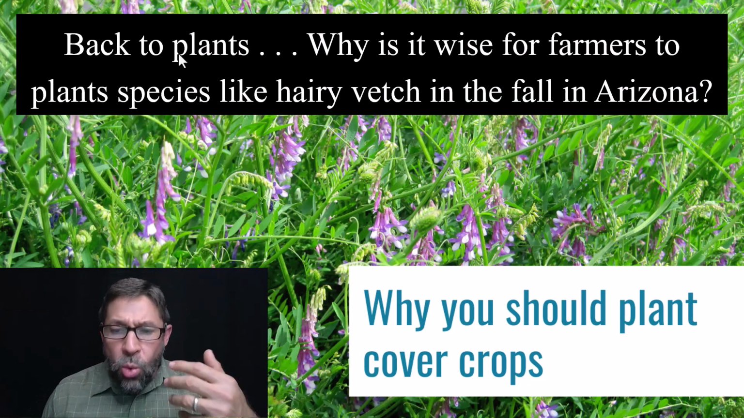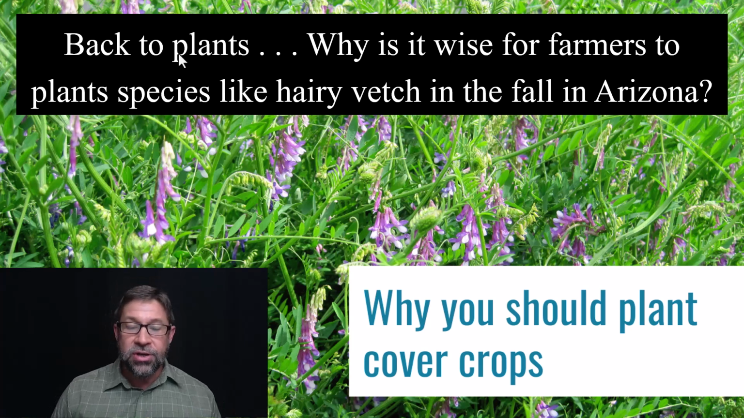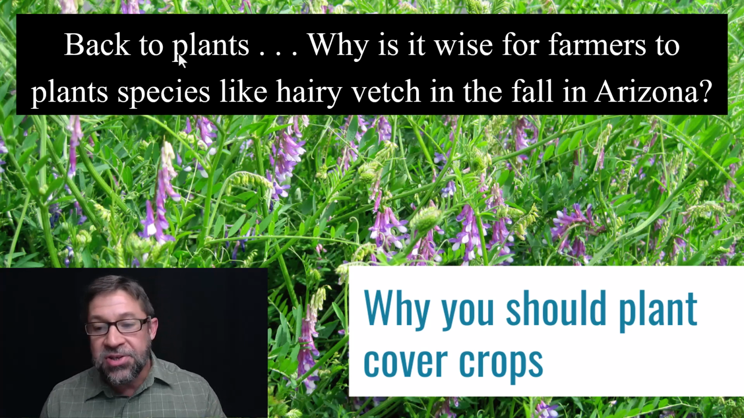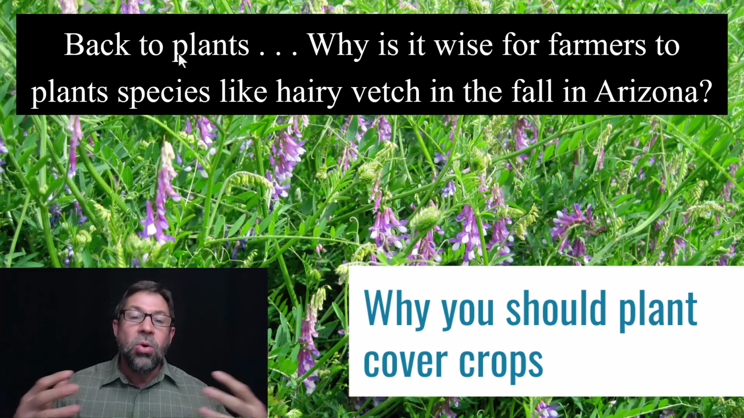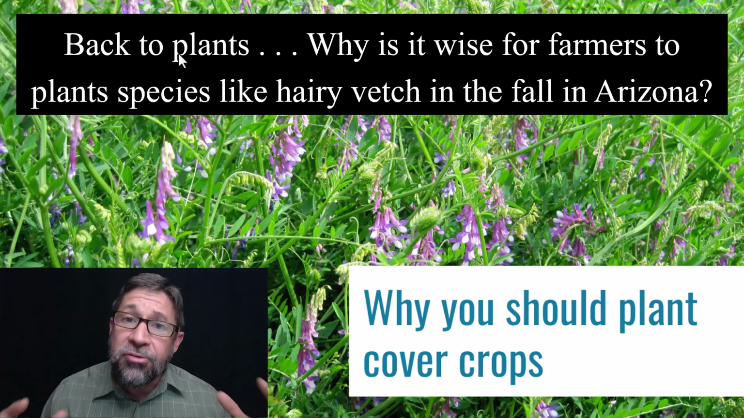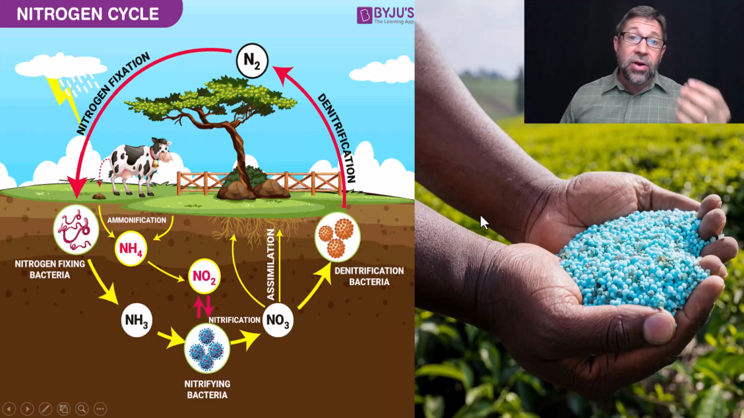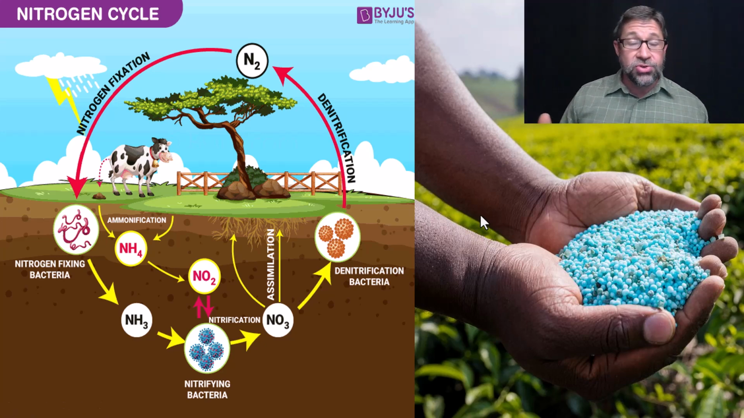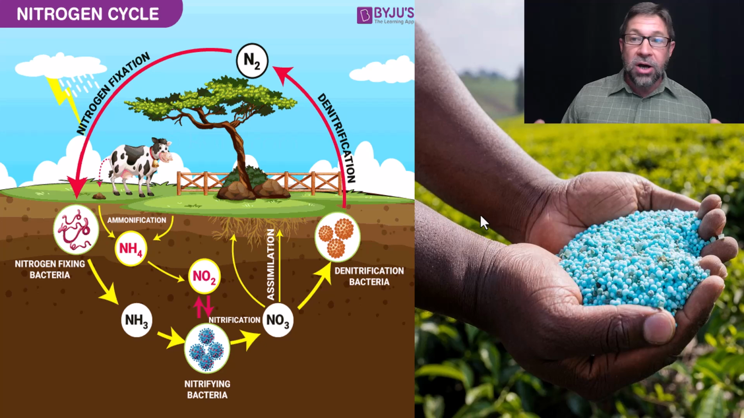Question for you: why is it wise for farmers to plant species like hairy vetch in the fall in Arizona? Hairy vetch is a species known as a cover crop. And cover crops are how we humans have farmed for thousands of years before the invention of synthetic fertilizers that are actually made from fossil fuels. So we're going to return to the nitrogen cycle and how humans are completely disrupting it in our final module.